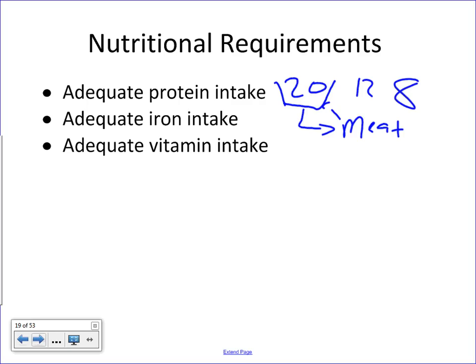So you need to have enough protein. Adequate iron intake. Okay, adequate iron. You need to make sure that you've got enough iron in your system. You're still going to make red blood cells if you don't have iron.